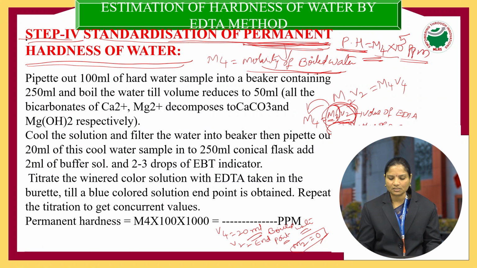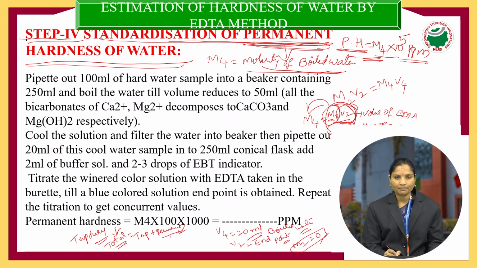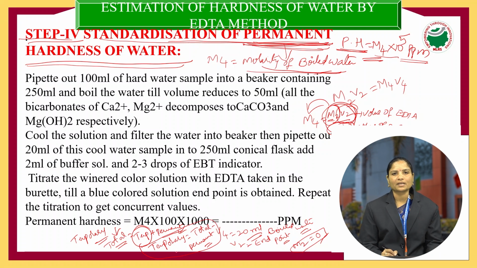So from our step 4 we find out our permanent hardness. Step 3 we find out the total hardness. What is the total hardness? Total hardness is equal to temporary hardness plus permanent hardness. Total hardness we find out from step 3, permanent hardness from step 4. We also have to find out the temporary hardness. So temporary hardness is equal to total hardness minus permanent hardness. From our formula, we find out the temporary hardness.